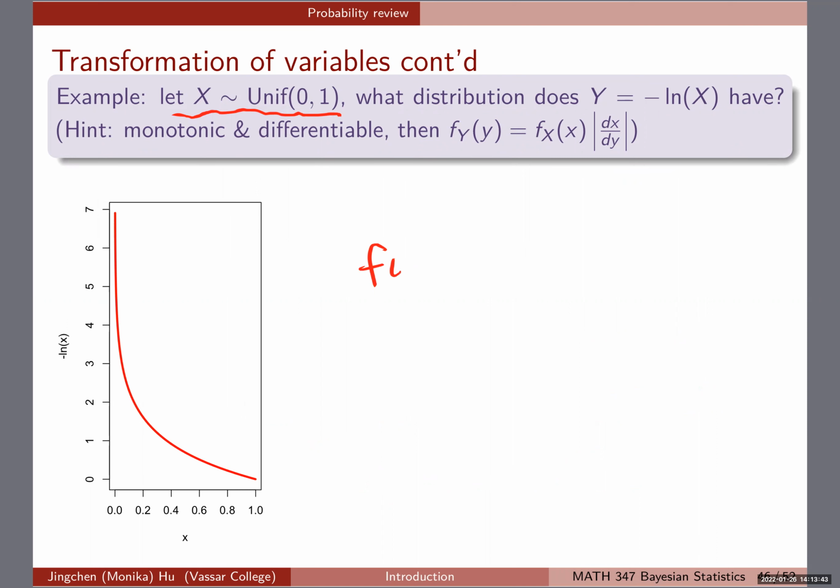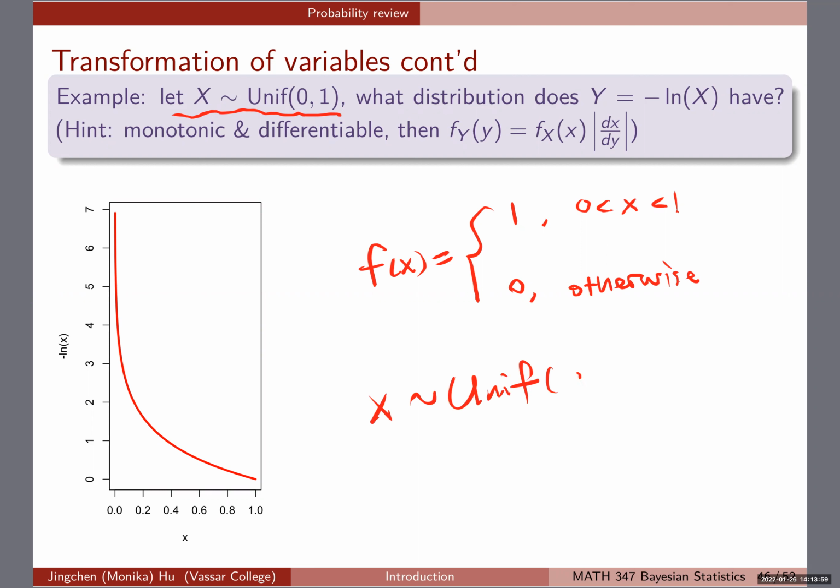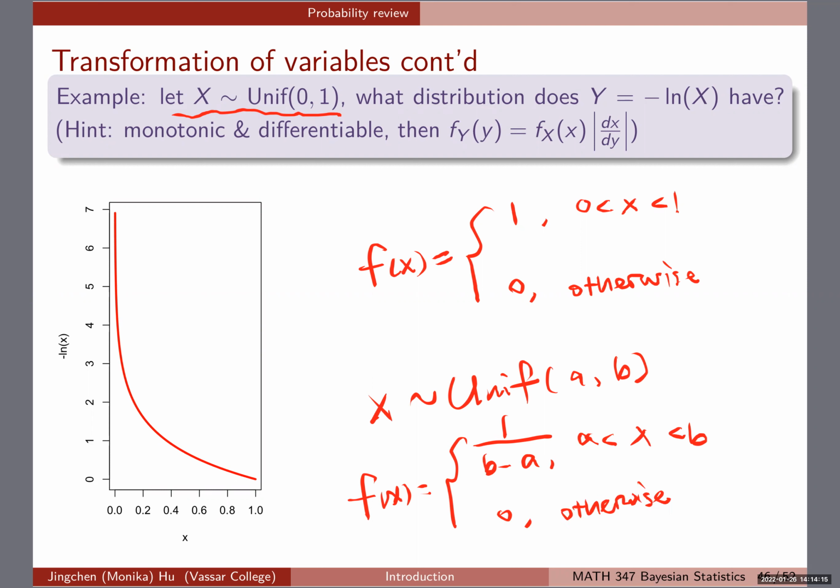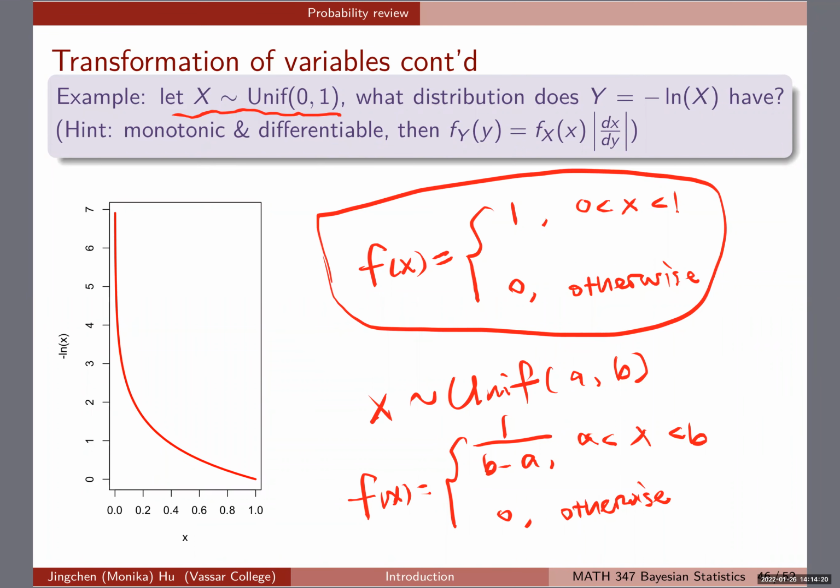So what that means is that fx equals 1 when x is between 0 and 1, and it's going to be 0 otherwise. If we want to do a quick review of the uniform distribution, if x follows uniform a to b, what that means is fx is 1 over b minus a if x is between a and b, and it's going to be 0 otherwise. So because x is uniform from 0 to 1, we simplify that into this directly.